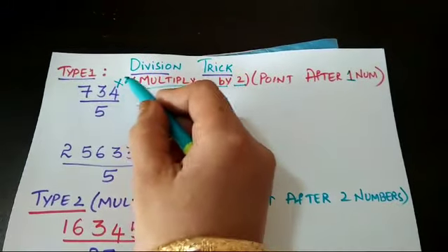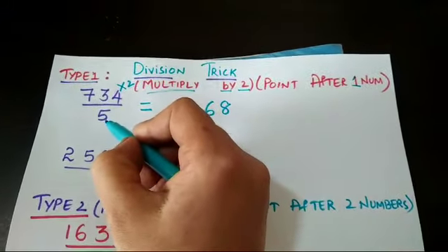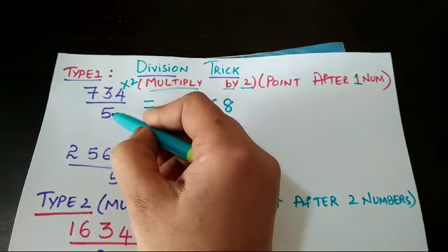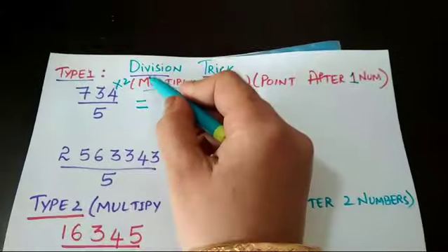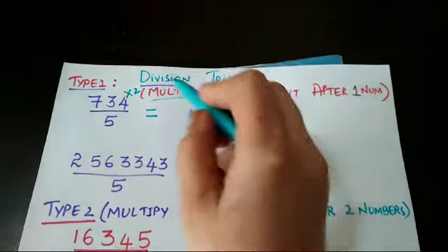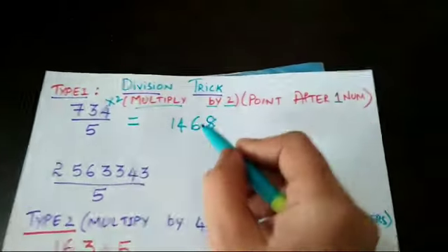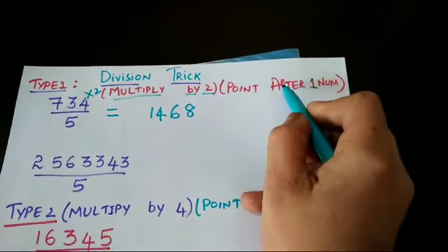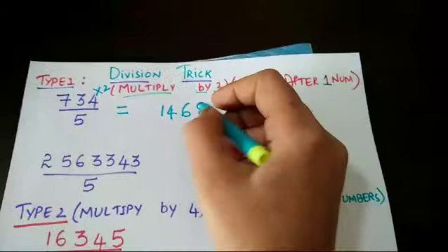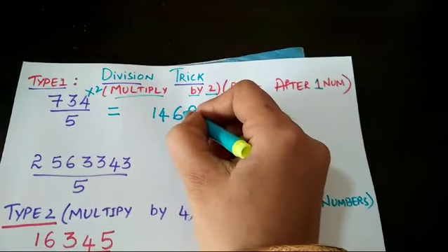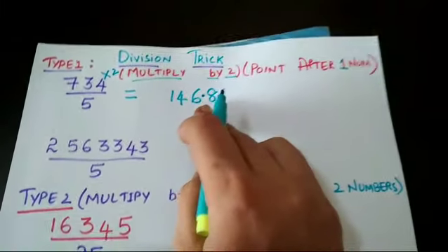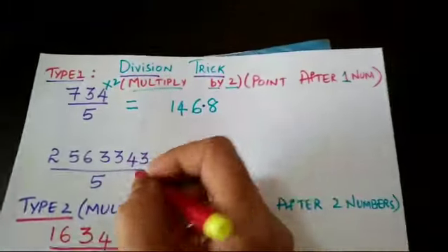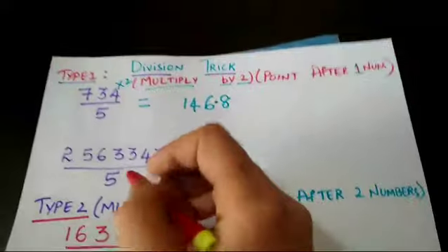Just multiply by 2. If they ask you to divide by 5, 734 divided by 5, you can use this trick. Just multiply the number by 2, and write it down. The next step, you have to put a point after one number. Understood, friends? Isn't it easy? Now let us take one more example and I'll explain.